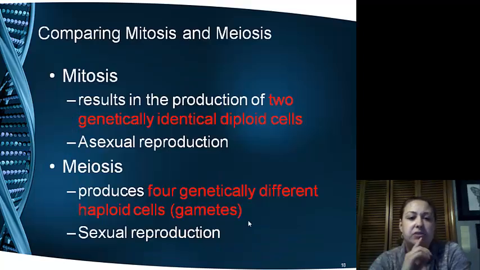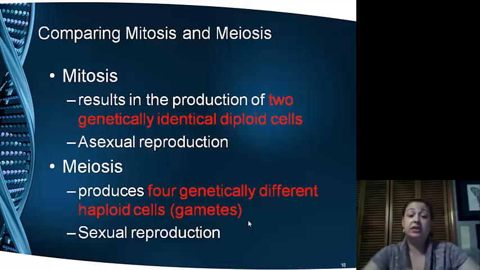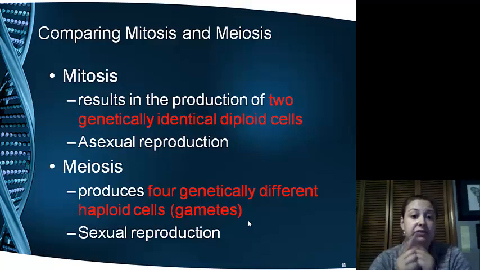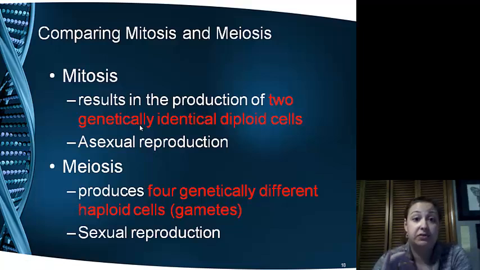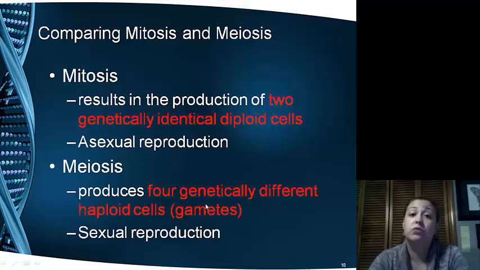Comparing mitosis and meiosis. Again, mitosis can occur in body cells. It's mostly for repair and growth. It's not for the sex cells. Mitosis produces 2 genetically identical diploid cells. And we have asexual reproduction. Meiosis, 4 genetically different haploid gametes, the sex cells. And this is for sexual reproduction.